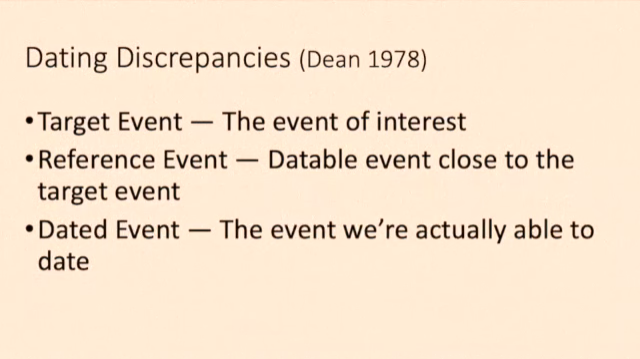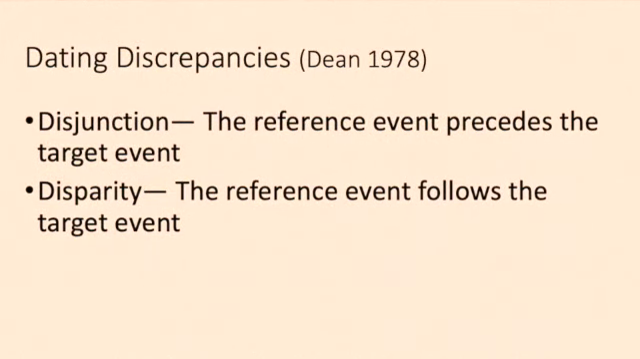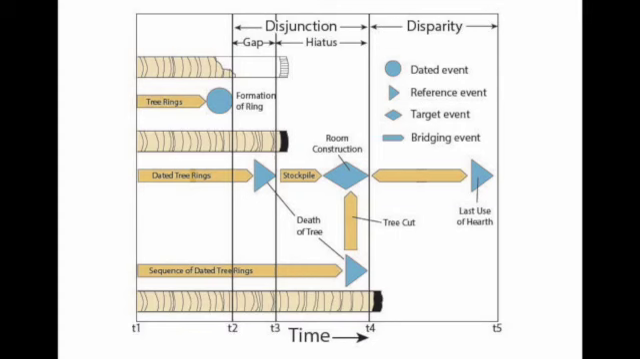To deal with these kinds of situations, Dean defined two kinds of dating discrepancies. When the reference event is earlier than the target event, Dean calls this a disjunction. When the reference event is after the target event, he calls this a disparity. Using the example of dendrochronology or tree ring dating, we can illustrate these terms graphically.